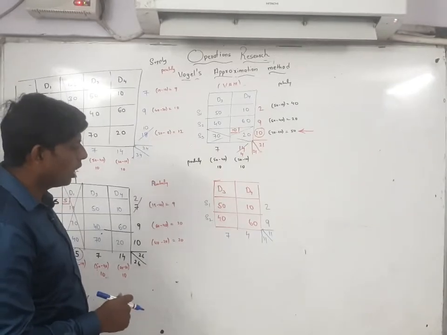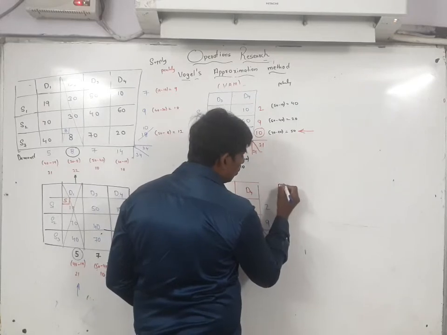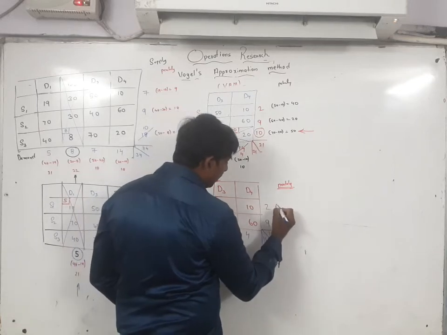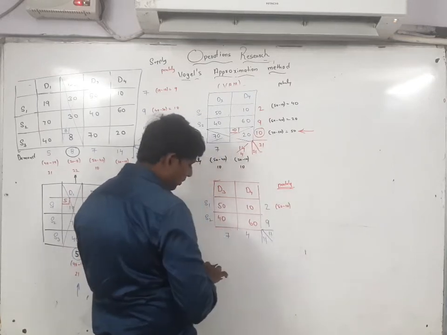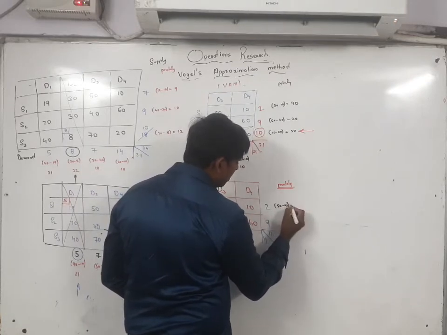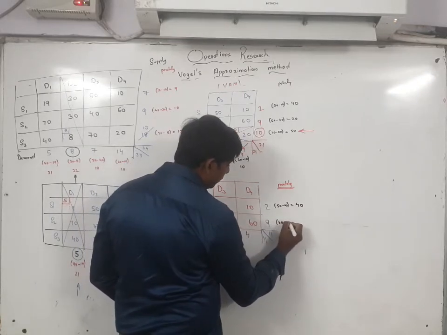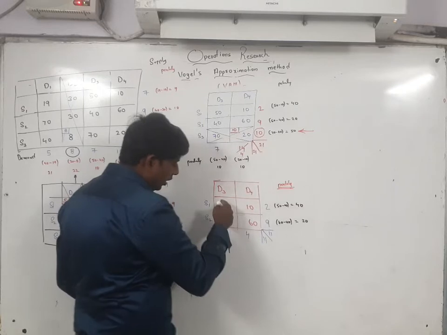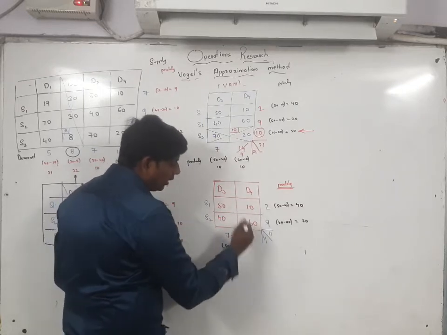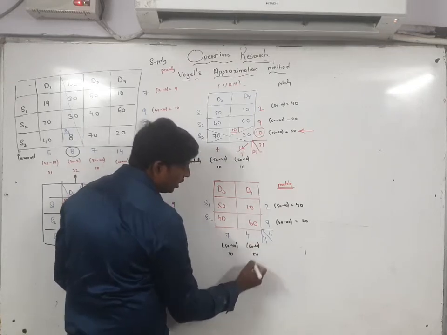After getting this, again you have to find out the penalties. For finding the penalties, here what is the value? 50 minus 10. How much is it? 40. Next one, 60 minus 40. How much is it? 20. Next, 50 minus 40. How much here? 10. Next, 60 minus 10. How much is it? 50.